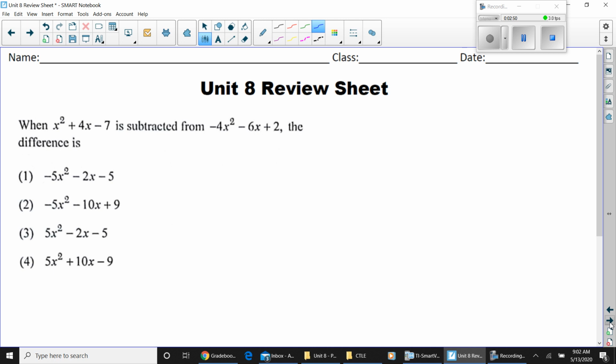Number 2: when x squared plus 4x minus 7 is subtracted from, that's the main thing here, subtracted from negative 4x squared minus 6x plus 2, the difference is, and you would have to do that. Remember, when this is being subtracted from this, put it in parentheses, make sure you have the right thing. We'll come back. Once you have it set up, you could press play again on the video to see if you do have it set up correctly. Press pause and try the problem now.